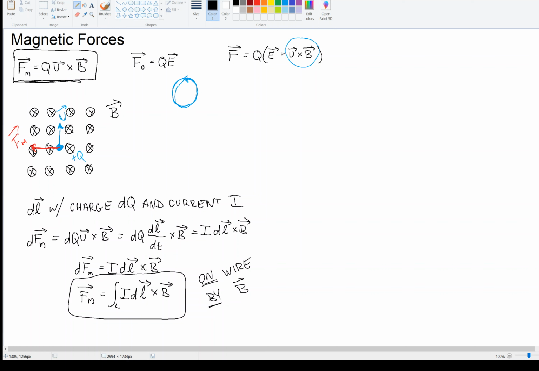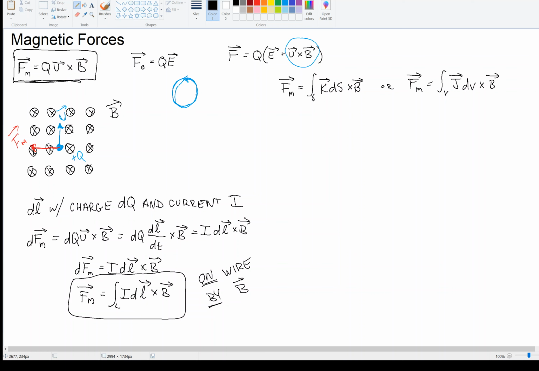Well, remember that we can also have surface and volume currents, right? So alternatively, we could write the force on a surface as the integral of K dS cross B, or the force on a volume would be the integral over the volume of J, the current density, dV cross B, like that. That's kind of cool.